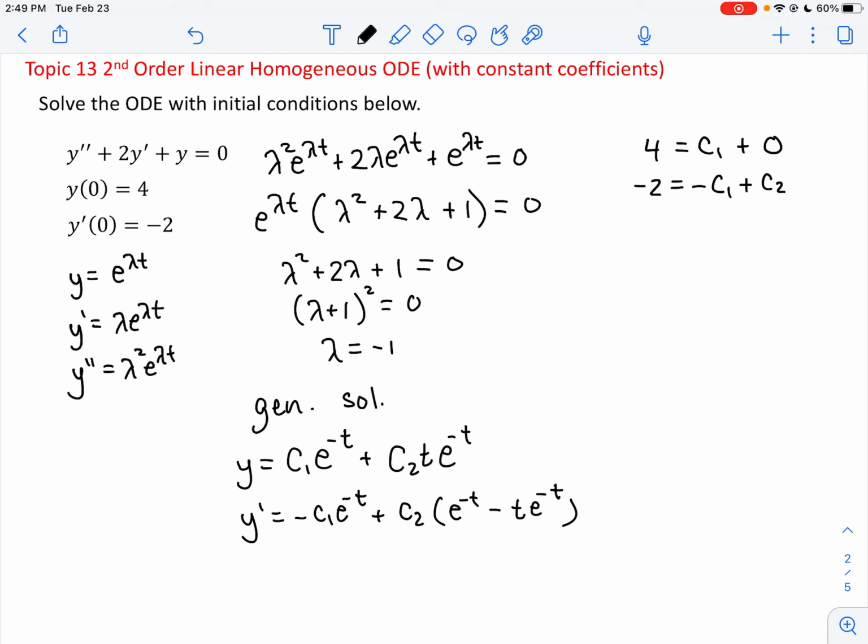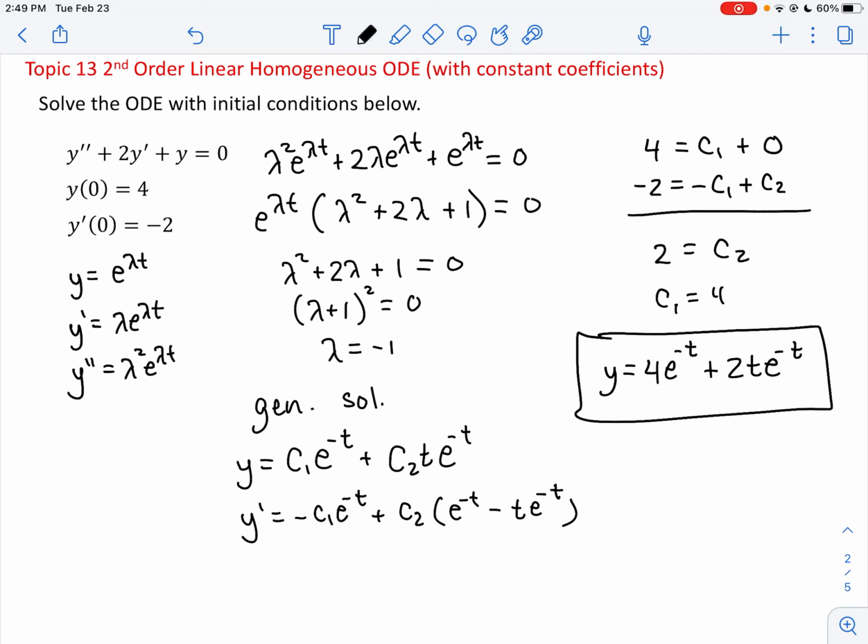Now since c1 is 4, well, you could also add these equations together right now and get 2 is equal to c2, because the c1s are set up to cancel automatically. And we also know that c1, of course, is 4, so we can create our particular solution. y is equal to c1, which is 4, times e to the negative t, plus c2, which is 2, times t e to the negative t. I'll leave it to you to verify that this function does in fact satisfy the differential equation and both initial conditions.